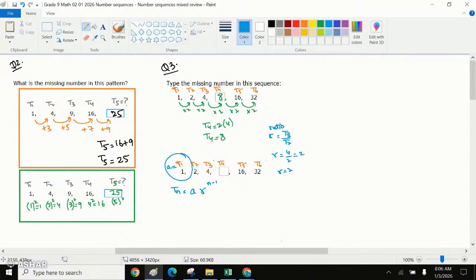The ratio is 2. Which term do we need to find? We need to find term number 4. So we replace n by 4. A is always the first term. The ratio we found over here. And 4 minus 1 would be 3. So can we say that 1 multiplied by 2 cubed, that is 1 multiplied by 8, would be equal to 8. This sequence is known as a geometric sequence.